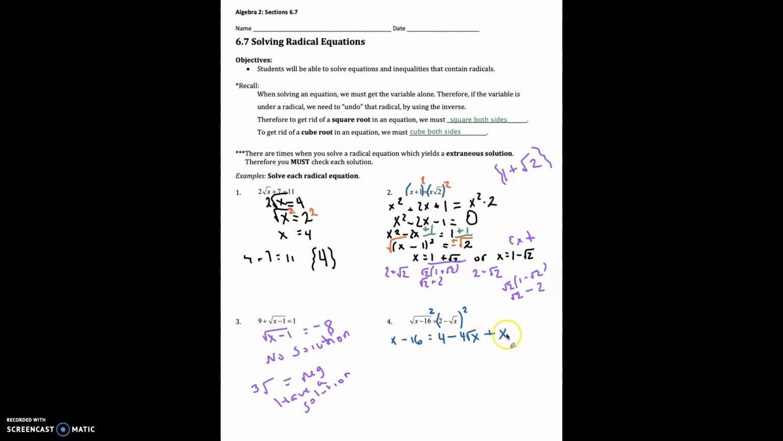Now from here, we're going to bring everything, combine it. Notice we have that positive x on both sides, so those would become a 0. I'm going to subtract 4, so I get negative 20, and it equals negative 4 root x. Divide by negative 4, I get 5 equals root x. So if I want to solve that from there, I'm just going to square both sides.